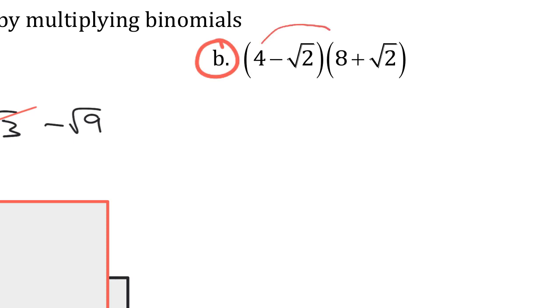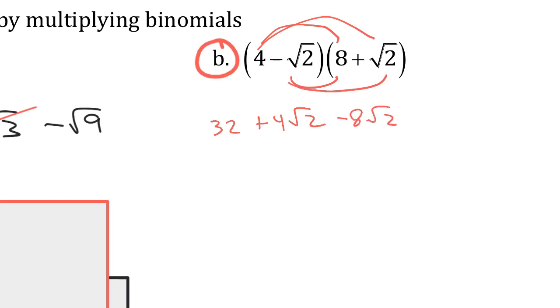We start with 4 times 8. That's 32. We do 4 times root 2, 4 root 2. Negative root 2 times 8 would be minus 8 root 2. And then negative root 2 times root 2 would be negative root 4. We want to start getting into that habit of, that's just 2. So I would go straight to 2 there probably.